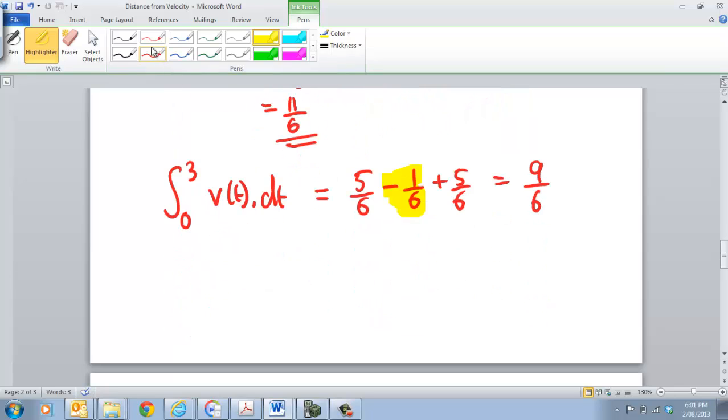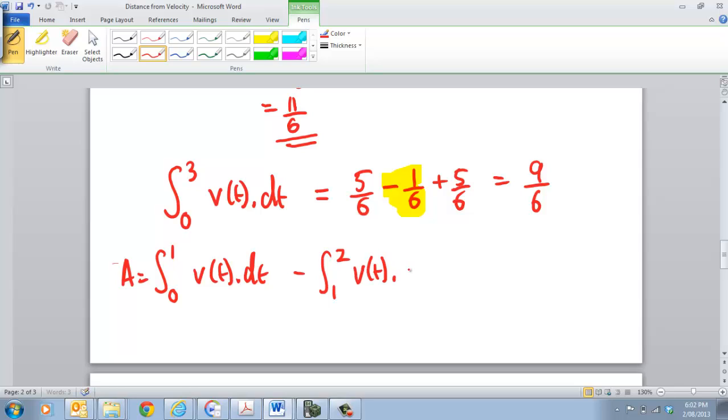So if you wanted to work out the area in your calculator, what you need to do is go 0 to 1 of v of t dt, and you'd say the area is equal to that, take away the area of 1 to 2 of v of t dt, plus the integral of 2 to 3 of v of t dt. So you've got to consider whether it's above or below the axis if you're going to be doing that. So for that question, you'd have to put that into the equation like that.